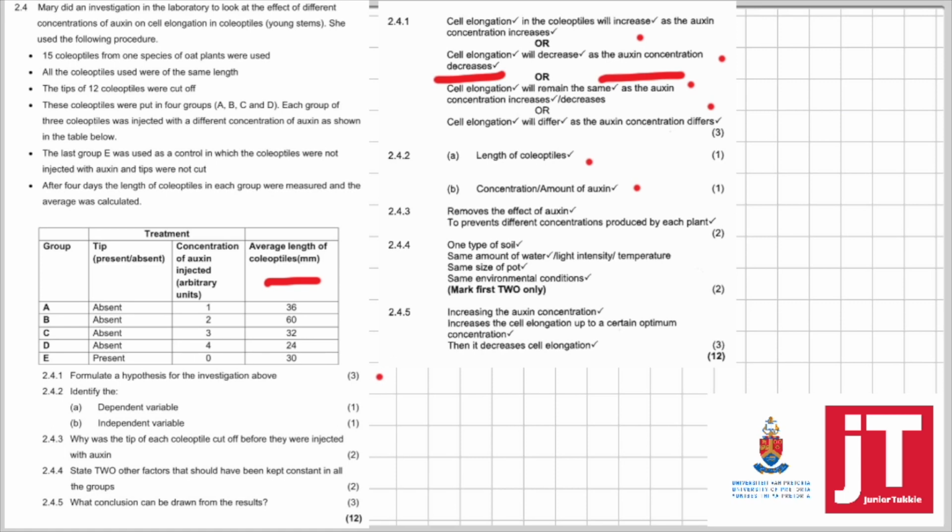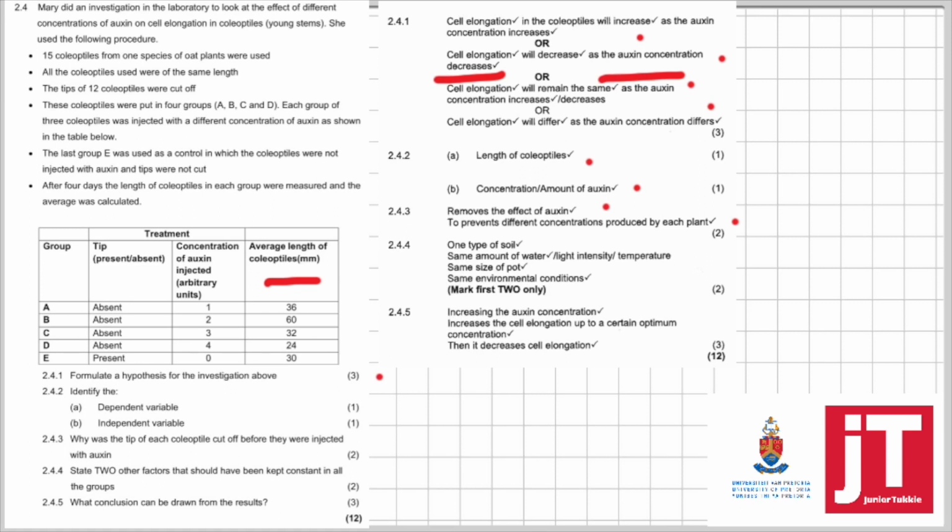Then 2.4.3. Why was the tip of each coleoptile cut off before they were injected with auxin? The tip is cut off because you want to remove the effect of auxin. Now, you are injecting it with different auxin. So you want to see how your experiment is to see the different concentrations. So by removing the effect of the auxin, you prevent the different concentrations produced by each plant. So you don't want the concentrations produced by the different plants to affect your results as well.